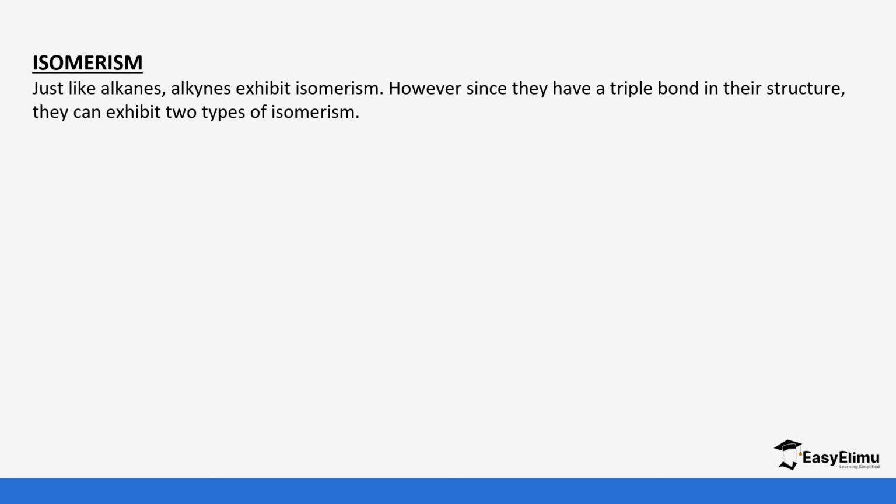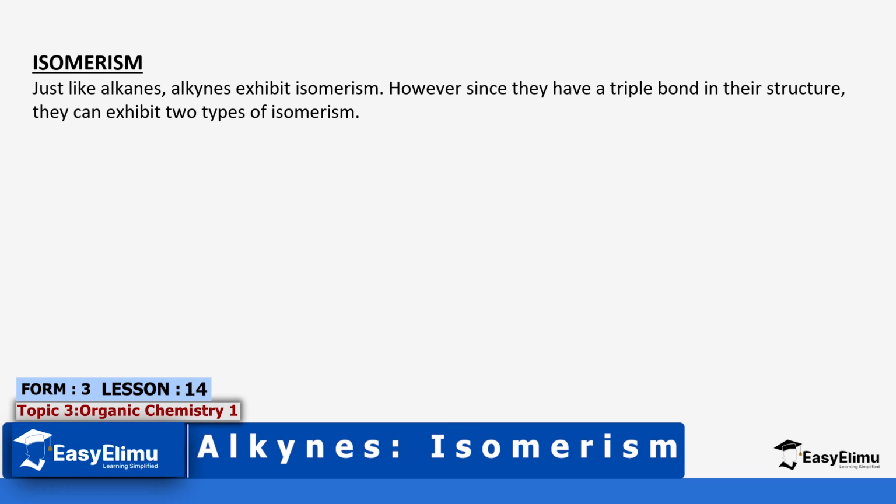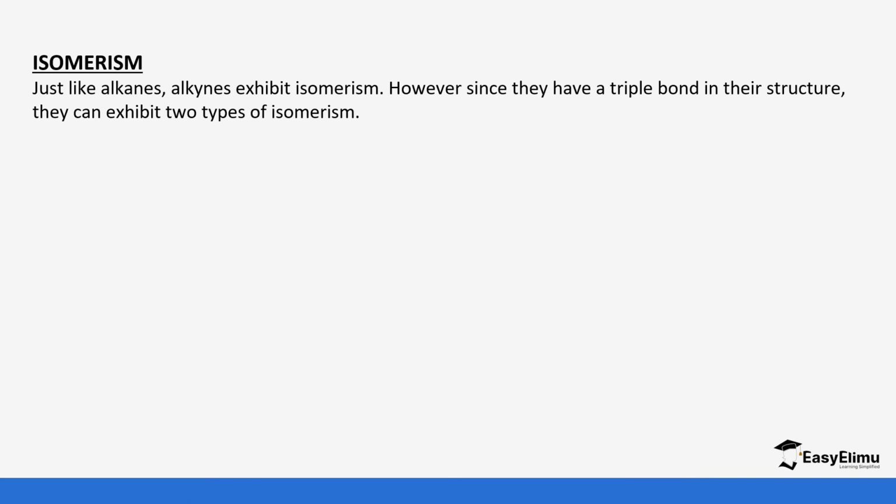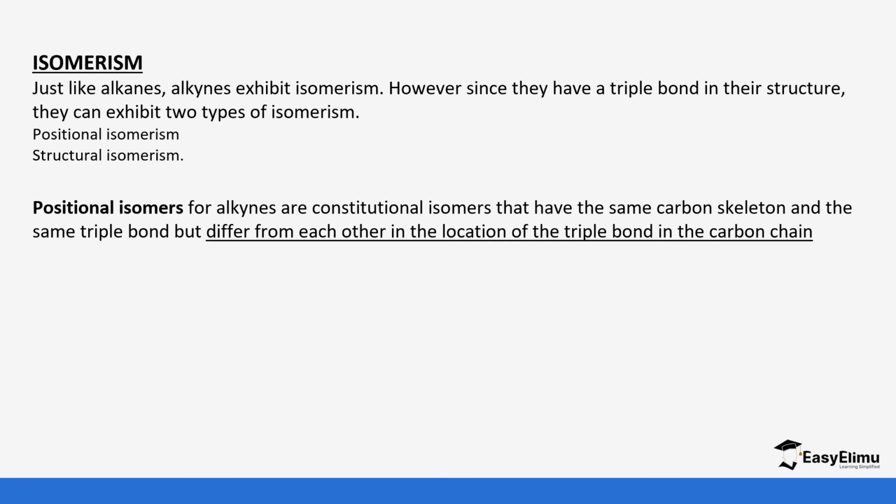So the isomerism, just like in alkenes, alkynes also exhibit isomerism. And because they have a triple bond in their structure, they can exhibit two types of isomerism, just like in alkenes. We have positional isomerism and structural or branching isomerism.